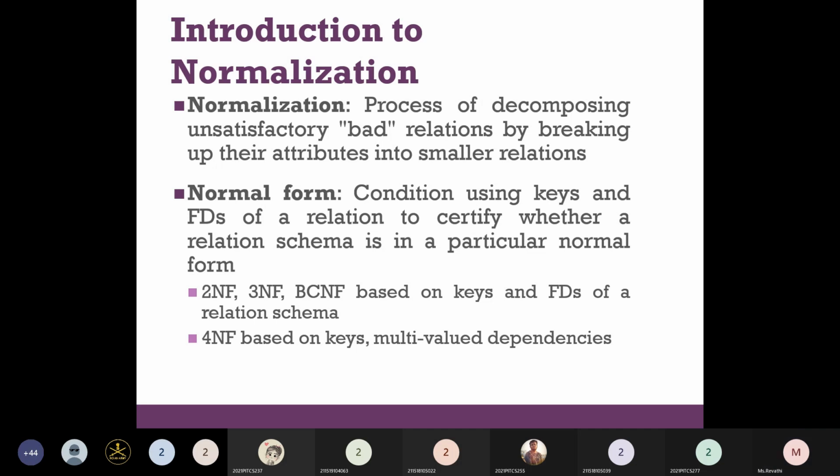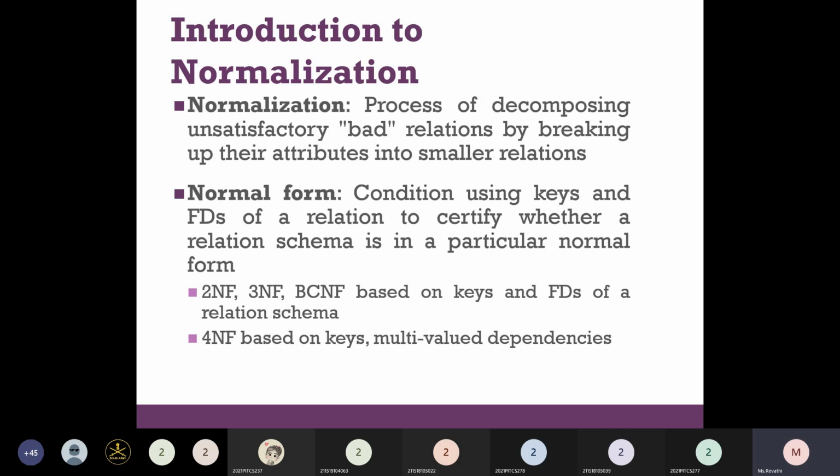The process of decomposing unsatisfactory bad relations by breaking up their attributes into smaller relations is considered normalization. In general, normalization is a database design technique which allows us to remove redundancy. How do we remove the redundancy? By following the rule of decomposition. Through normalization, we decompose the relation into smaller relations. So that is normalization.